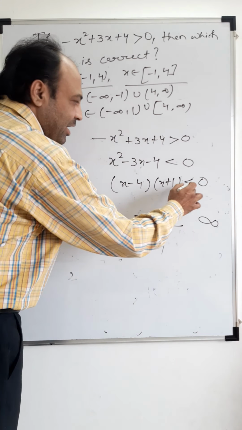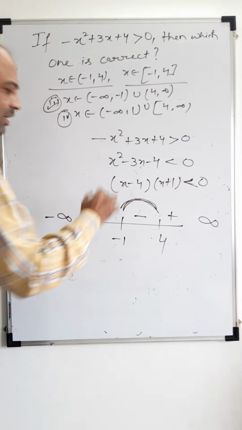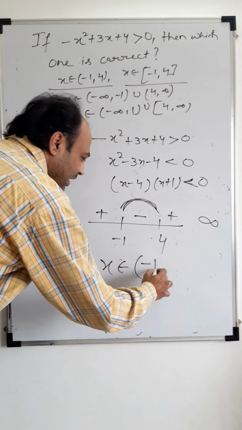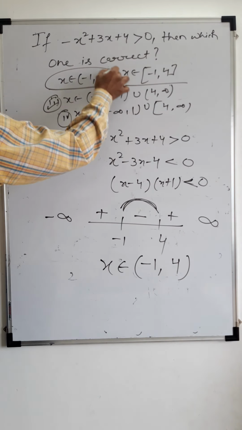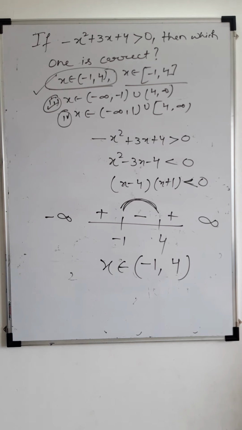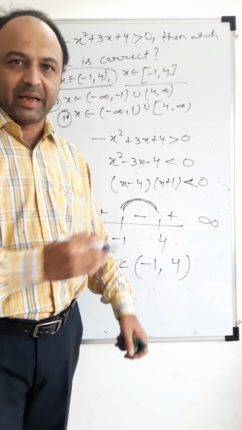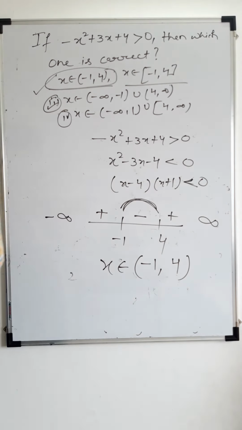Fine. Now what does the inequality say? Less than 0, which is the minus part. So this part is going to be the correct one, where the values of x will lie. So x belongs to minus 1 to 4, open interval. So which one is correct? A is the correct option. Fine. So I believe these are some basic problems of quadratic expression, f(x) greater than 0, f(x) less than 0, correct? So I believe you will be able to do such problems, okay? So now we will move to the next part of the quadratic expression.